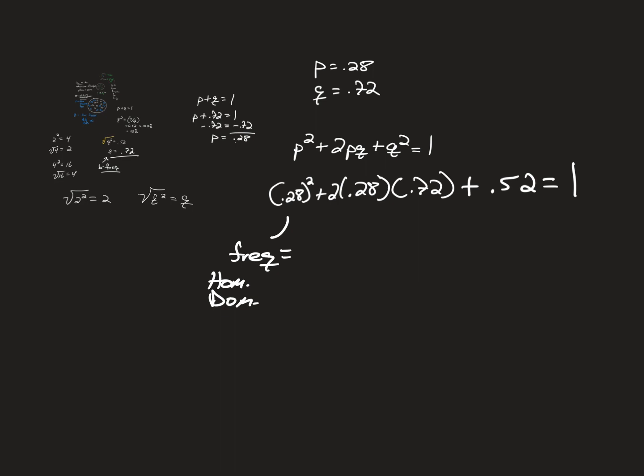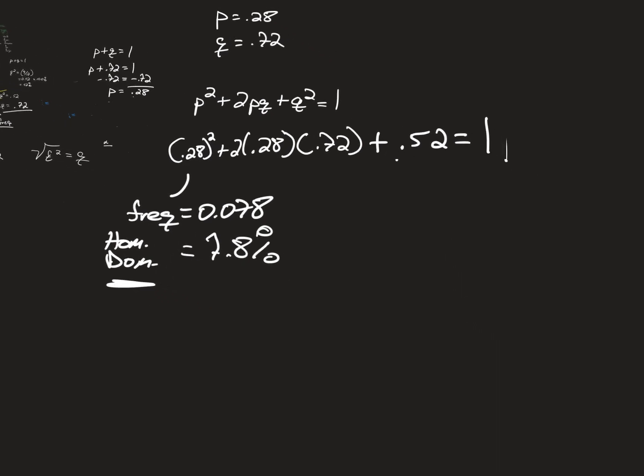0.078. All right, so 0.078 is the frequency of the homozygous dominant. That would be equal to about 7.8% is what we predict if there's no evolution for homozygous dominant. The heterozygote is what? What is this? 2 times 0.28 times 0.72. What's that number? 2 times 0.28 times 0.72, what you see on the board. That would be the frequency of heterozygote.